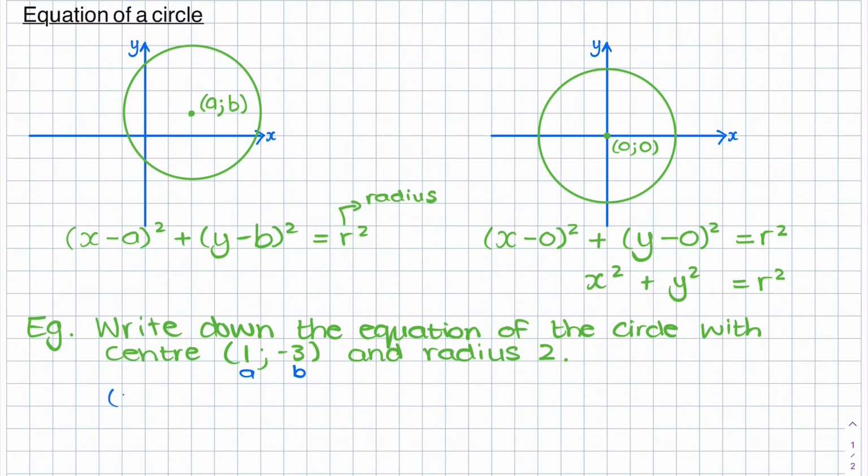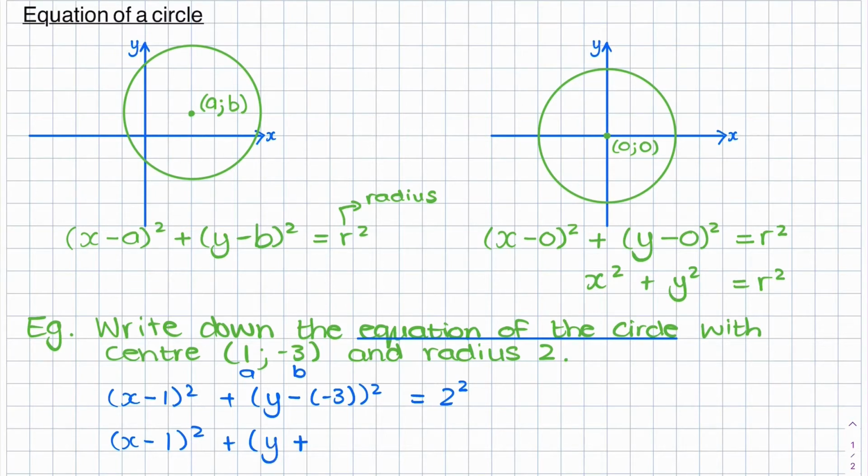So we have (x minus 1) squared plus (y minus negative 3) squared equals 2 squared. And the question has just asked for the equation of the circle, so we just need to simplify the equation so that we have everything written in simplified form. That's going to become plus 3, and 2 squared we can write as 4. And that is the equation of the circle. So this type of example is straightforward. You just need to substitute the center and the radius into the formula.